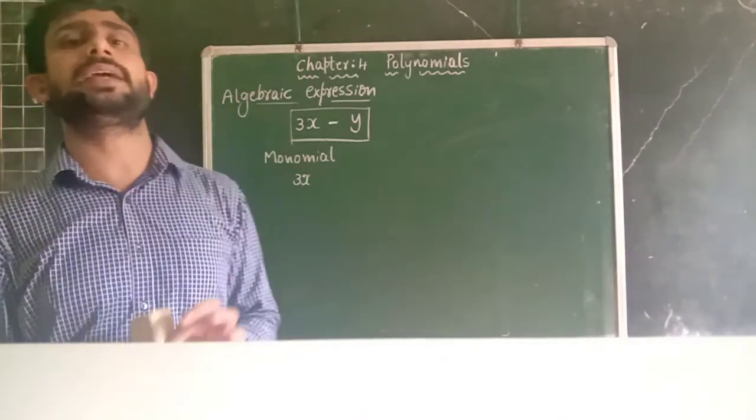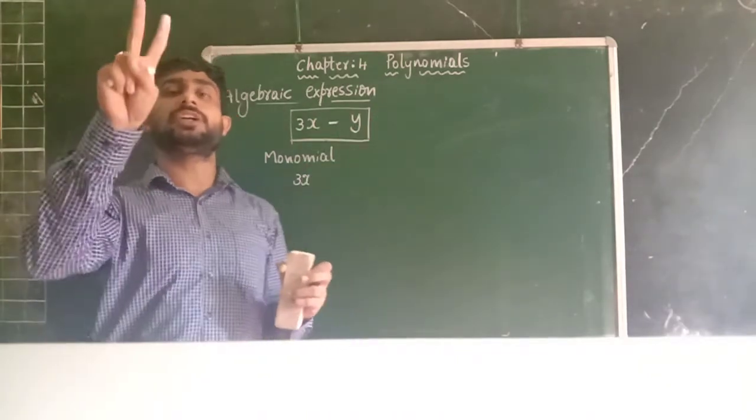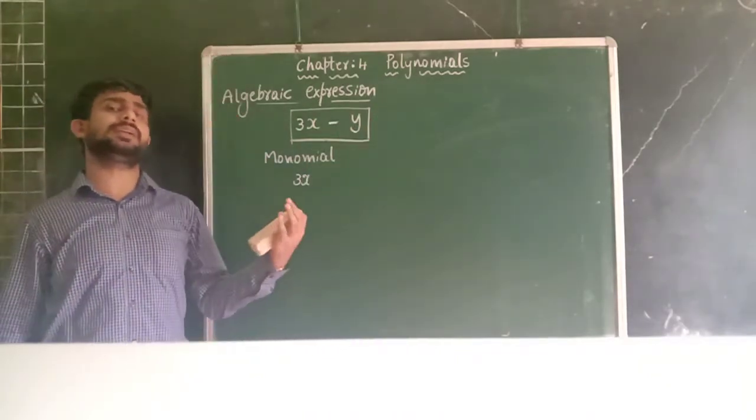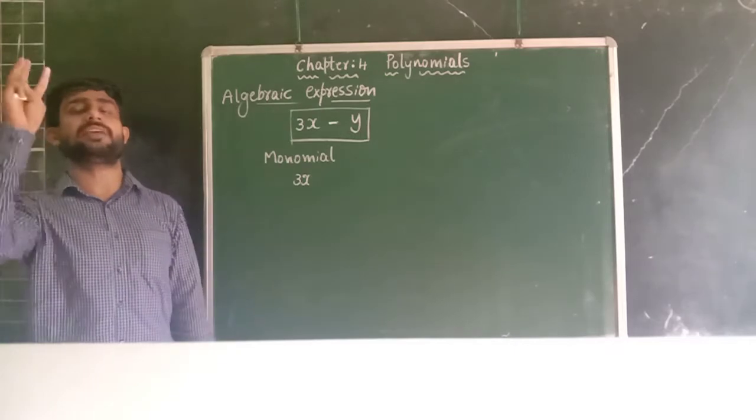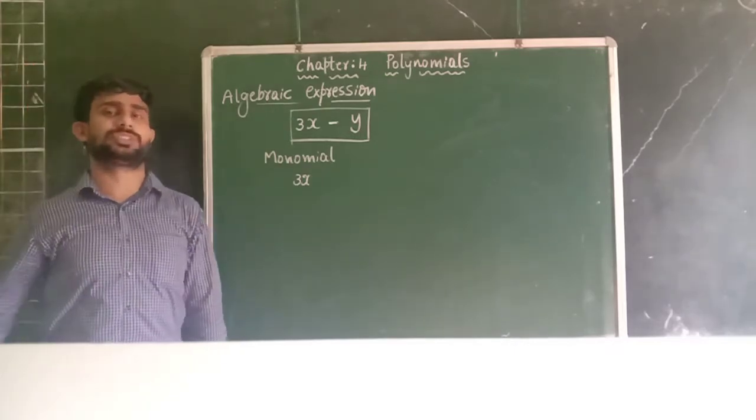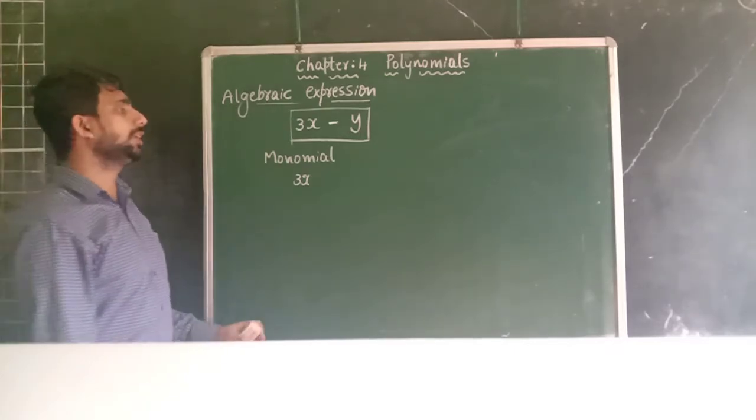Binomial is an algebraic expression having two terms. Trinomial is an algebraic expression having three terms. Is it clear? Right? Now, about the coefficient in an algebraic expression.